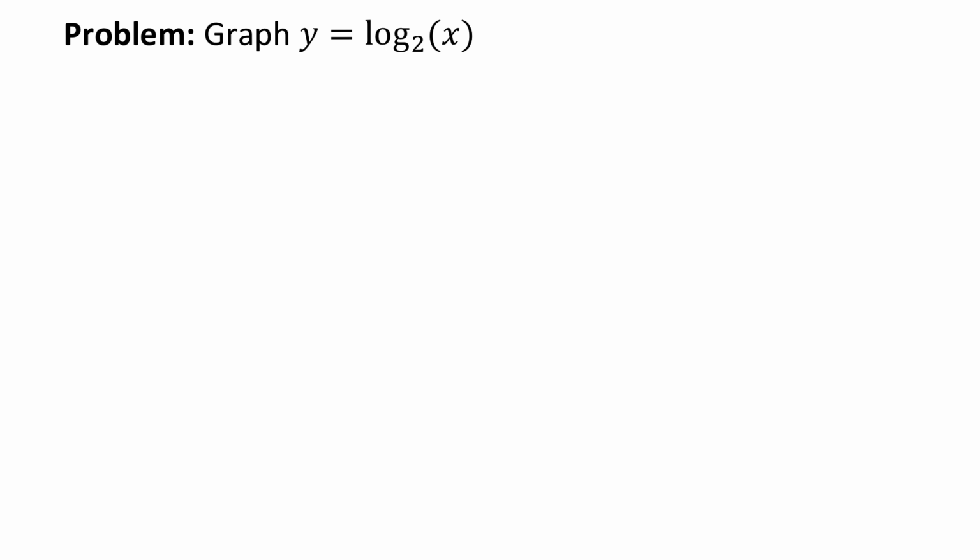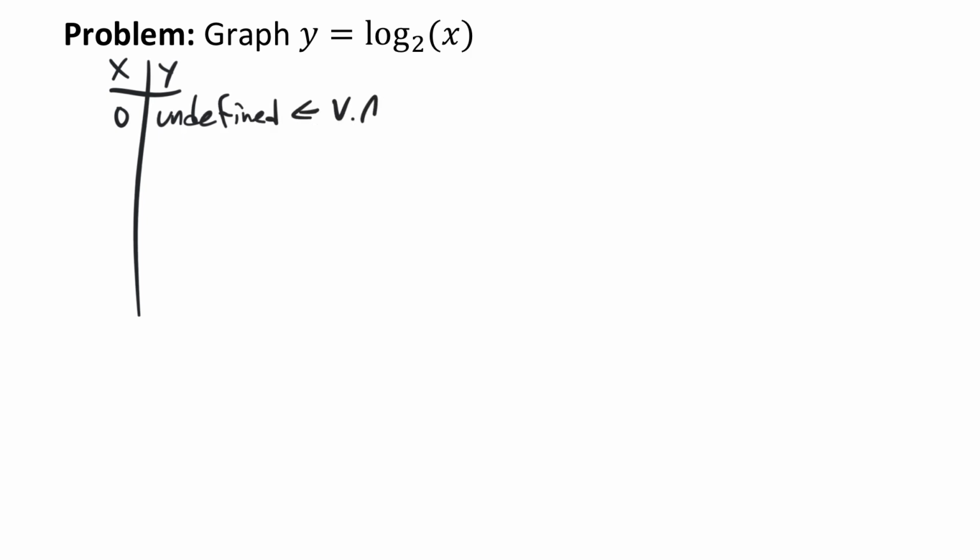All right, let's try log base 2 of x. Again, we're going to start with a table of values. It's nice to start with 0 because the negative numbers we already know won't work, but 0 gives us that undefined, and that's going to be here, our vertical asymptote. Then we can do 1. Log base 2 of 1 is 0. And we can actually do 2 because log base 2 of 2 is 1. 2 ends up being our clever value.